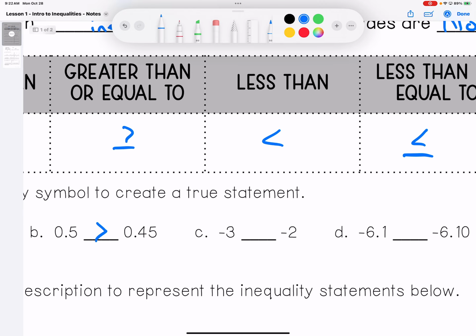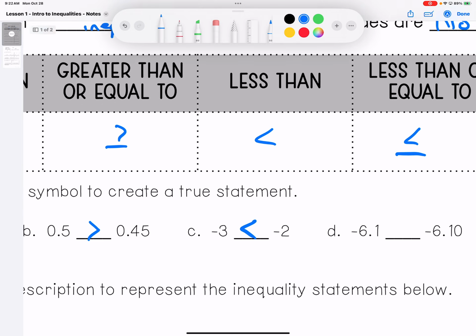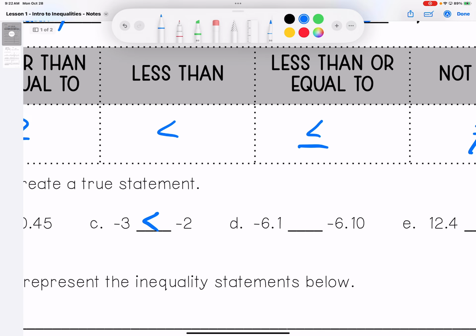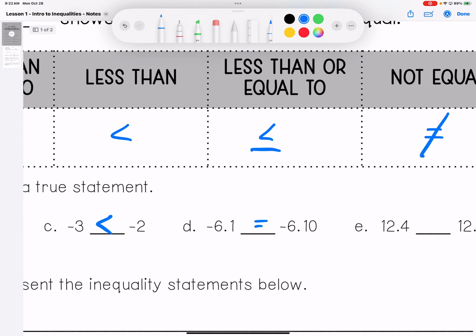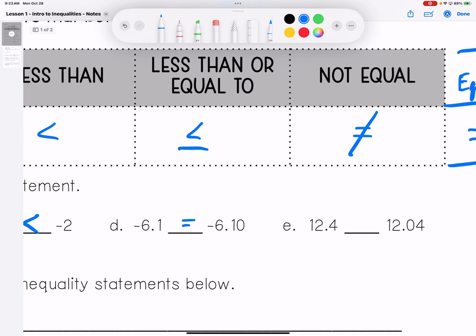On C, -3 is less than -2. On D, -6 and 1/10. -6.1, which is -6 and a tenth, is equal to -6 and a tenth. They're the same thing. And E, 12 and 4/10, so 12.4, is greater than 12 and 4 100ths, 12.04.